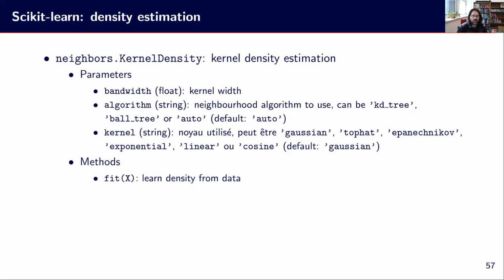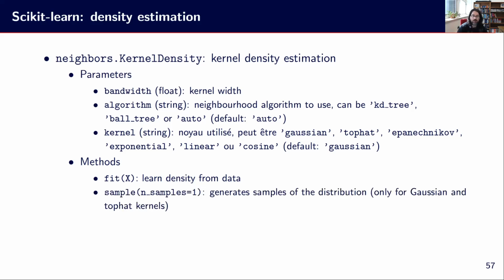We have a method we can call, fit, on that mapping that will learn the density from the data. So we don't need labels. There are no labels here. We just give the X data set. We are fitting it, and from that we are able to estimate, and we are even able to generate samples. So with the Gaussian or top hat kernels, we are able to produce samples that have the same density, the same distribution as the data we used for learning the density. So it's nice to reproduce new samples from the original ones.